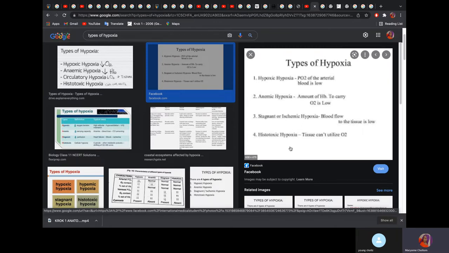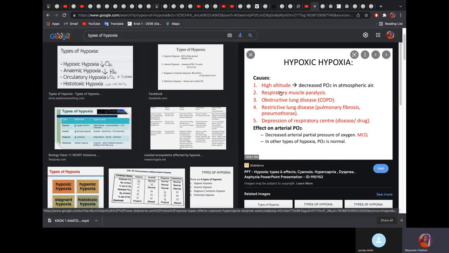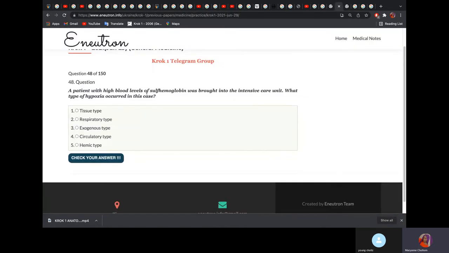Then in histotoxic hypoxia, this is in the cell. They cannot utilize oxygen. They cannot convert this. They cannot use this oxygen. So the defect is in the cell. And you can see that hypoxic hypoxia is due to high altitude. These are the causes, yes? And let's go back to our question. Here they said soft hemoglobin. So there's a pathological hemoglobin, which is what? Anemic. When it is due to defect in hemoglobin, it's also called hemic. But you know, anemic is quite similar to hemic, yes? So if they put anemic, that can also be your answer, yes?